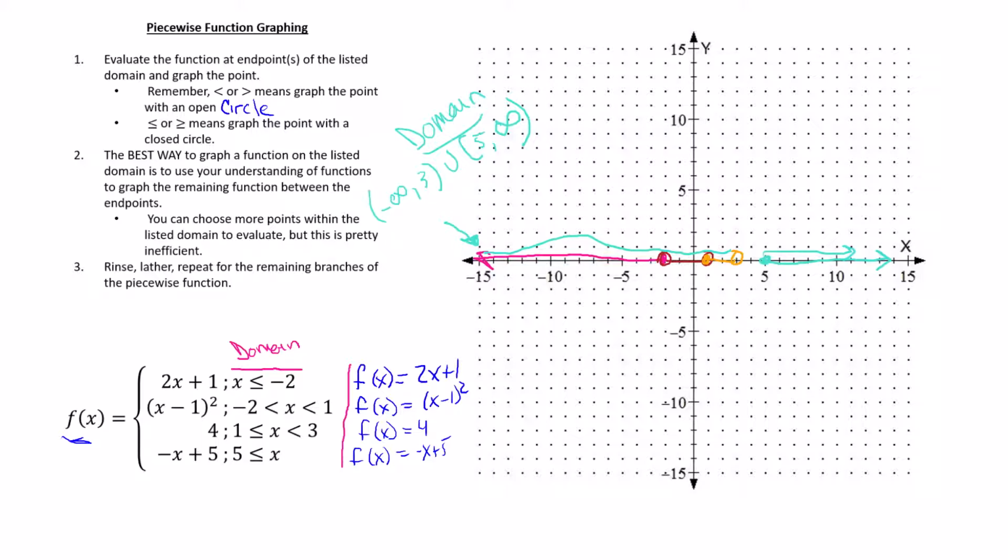All right, but I'm not going to ask you, hey, what's the domain? I'm going to ask you to graph because we need to figure out where there's jumps or breaks or gaps or whatever there might be. So let's actually graph these things on these separate pieces. One second, I'm just going to clean everything up.